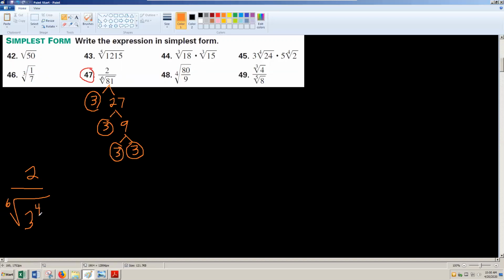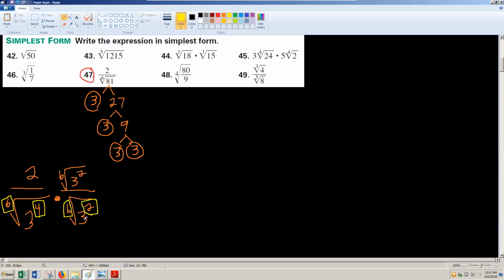So how am I going to make this a 6? I'm going to need to multiply by the 6th root of 3 squared. If I do that on the bottom, I need to also do that on the top. So here I'm going to multiply by the 6th root of 3 squared. The goal here, again, is to get this degree to match this index. This is what's going to get me there. So again, if I want to get to 6, I do 4 plus 2, right?